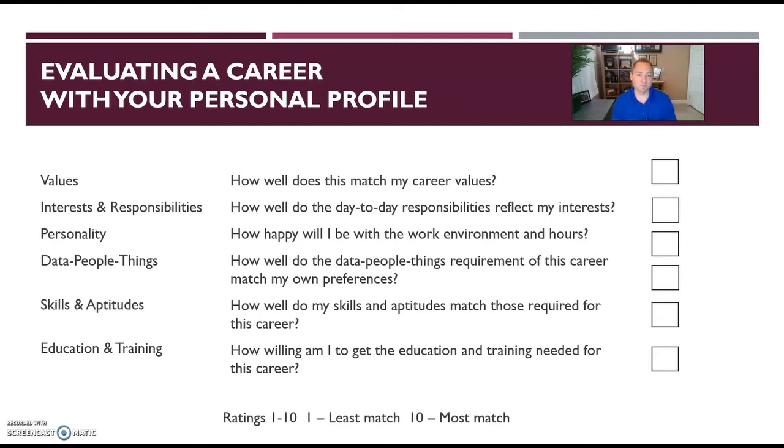So you ask yourself these questions. How well does this match my career values? How well do the day-to-day responsibilities reflect my interests? How happy will I be with the work or environment and the hours? How well do the data, people, things requirement of this career match my own personal preferences? And how well do my skills and aptitudes match those required for the career? Lastly, how willing am I to get an education and put in the work and put in the hours to get into this career? And you want to ask yourself, be honest, rate yourself 1 to 10.